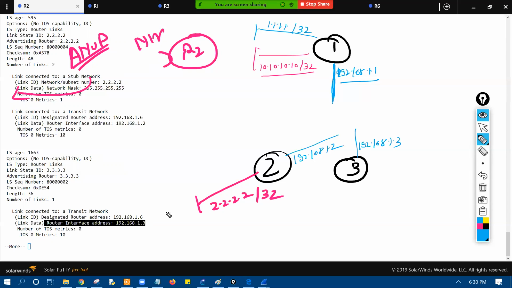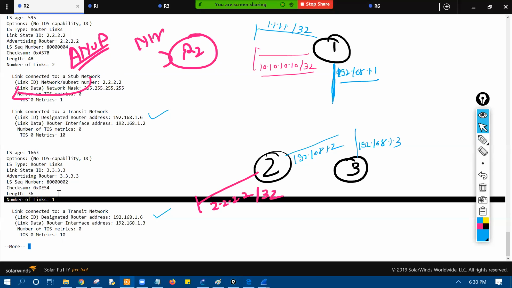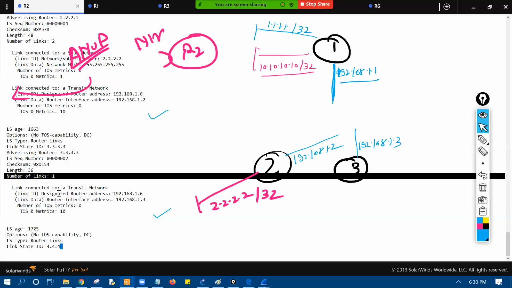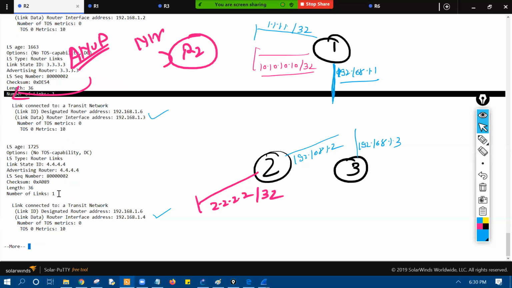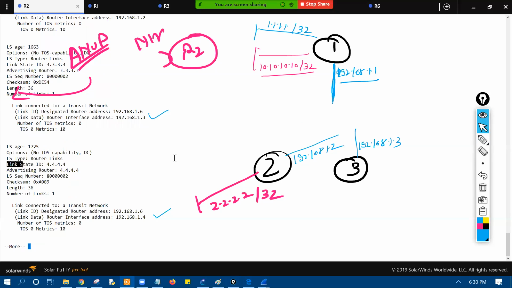And what is the DR? Same information. Now let's look, do we have any other links? No, because he's saying the number of links is 1, right? Another LSA, that is R4. Okay, we have the R4 router.